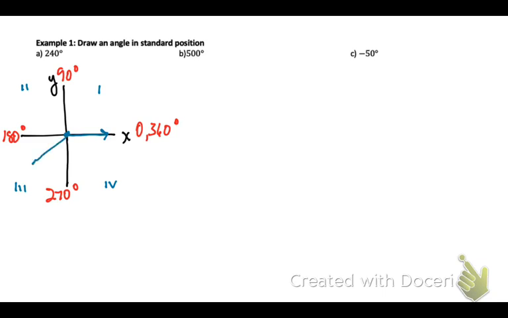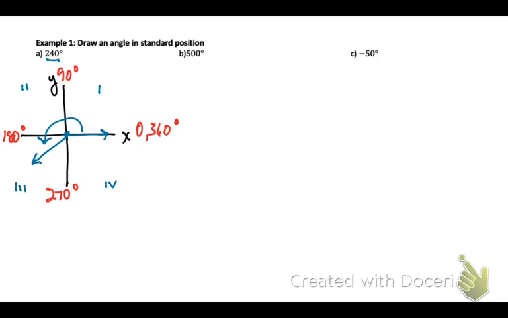And I'm just going to guesstimate. I don't have to be exact. And now I am going to show the rotation direction with that little rotational arrow, that it is rotating counterclockwise, and it definitely is showing an angle of positive 240 degrees. All right, let's try the next one.